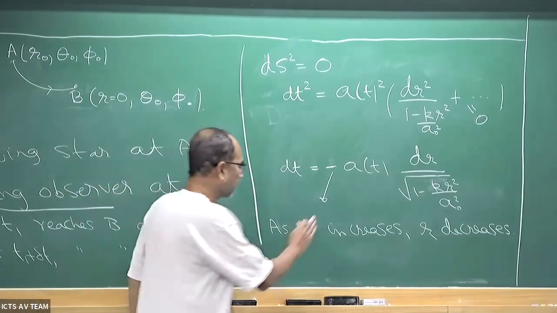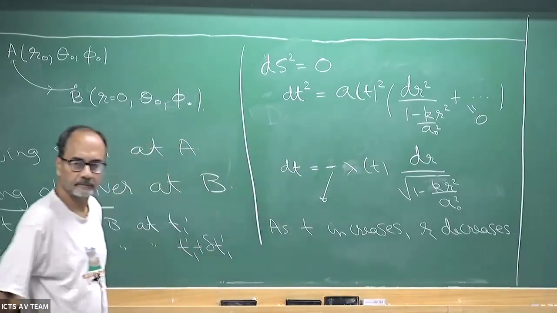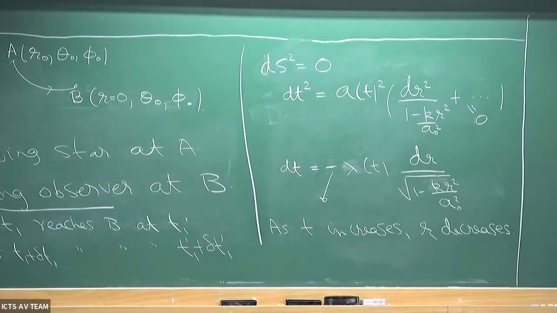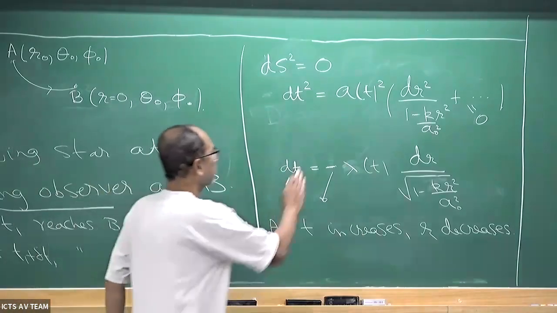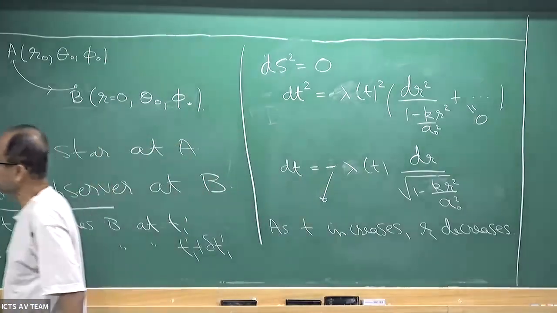Sorry, lambda of t. Thank you. First one also. Yeah, because I'm using this form of the metric.